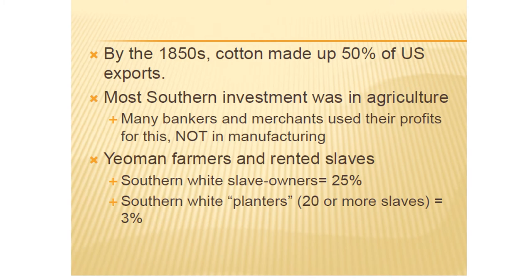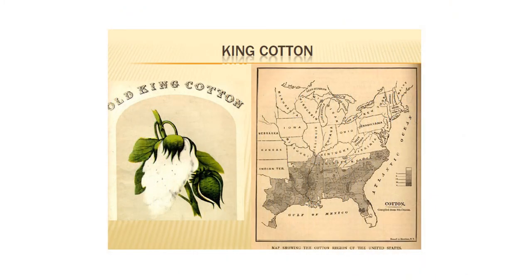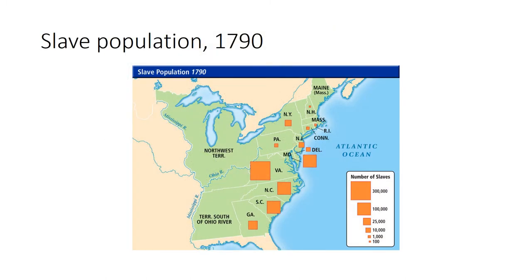So here is a look at where cotton was being produced primarily as of, I think this is 1860. So take a look at that. Now, take a look at the slave population back in 1790. And remember the earlier map that we looked at with the tobacco farms. So you can see in 1790, the areas with the most slaves were Virginia, followed by Maryland, and then North and South Carolina.